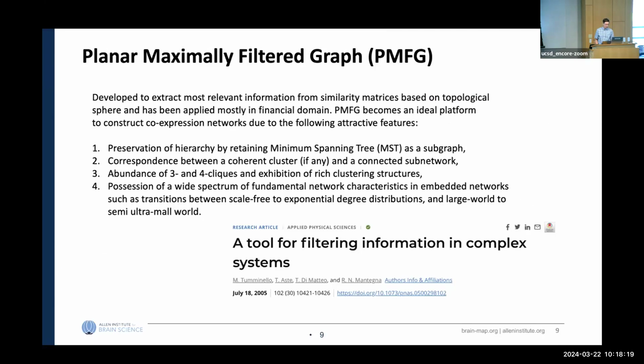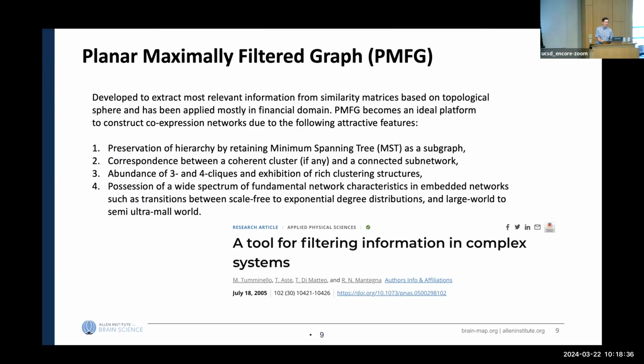So this is this kind of thing. You can look it up and see if you're interested in this. You can look up these planar maximally filtered graphs. I'm not going to go into too many details. They've been studied and applied in financial data and things like that.